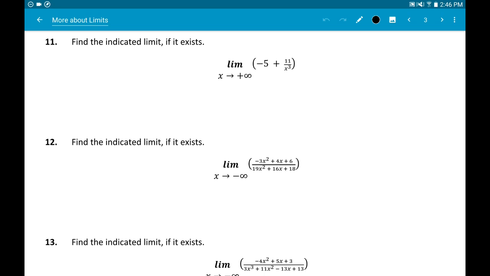All right, number 11. Find the indicated limit if it exists. The limit as x approaches infinity. So there we go. We're back to limits at infinity again. So that's the new rules that you just learned in this section for -5 plus 11 over x cubed.